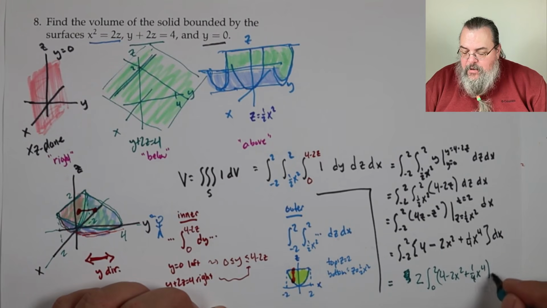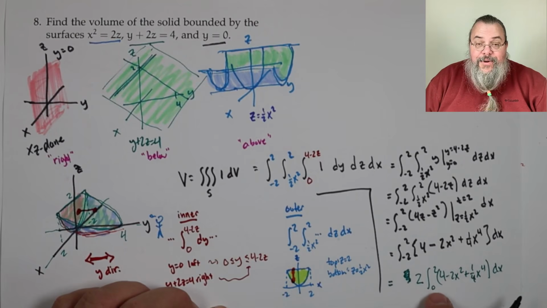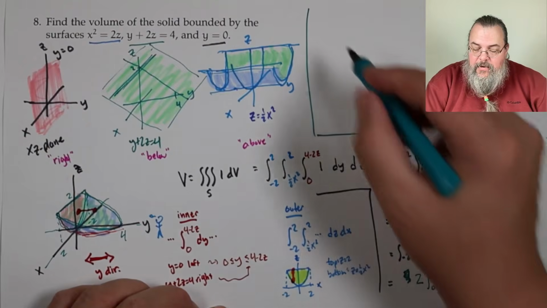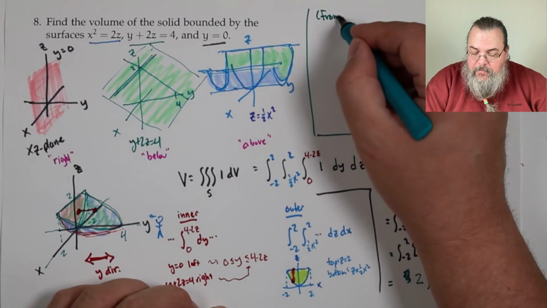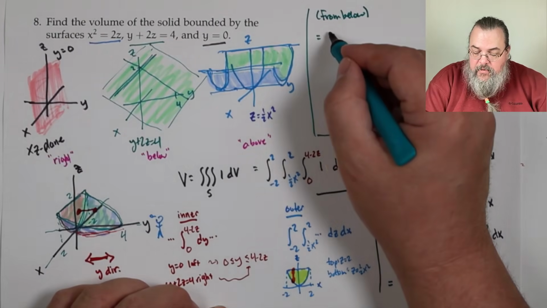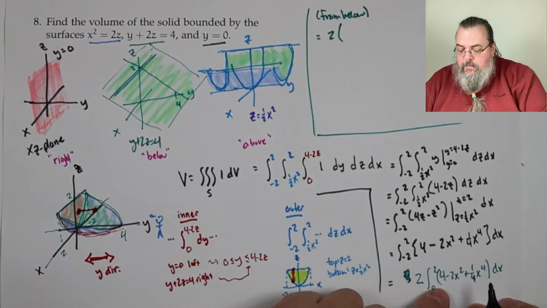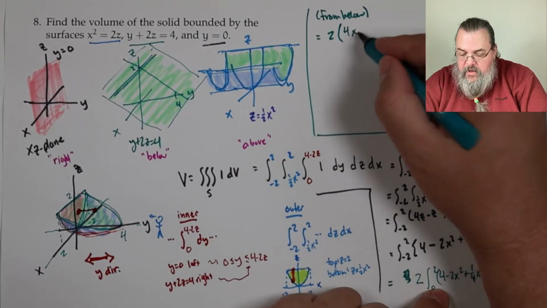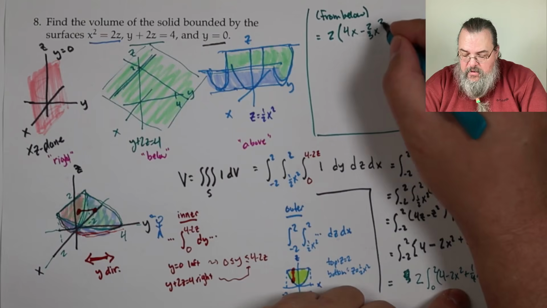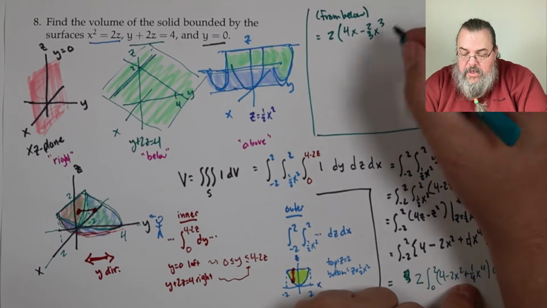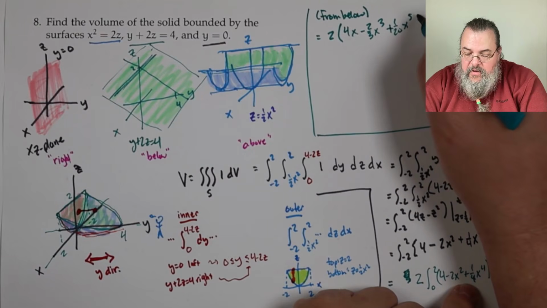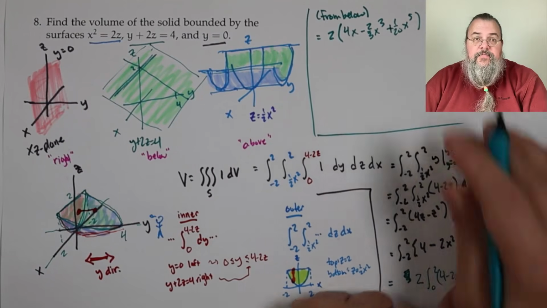Why do we like that? Well, because it brings in a 0. 0's a friend. All right. So, from below, so we know where we're coming from, this will equal 2 times 4x minus 2/3 x cubed, and then plus 1/20 x to the 5th, evaluated from 0 to 2.